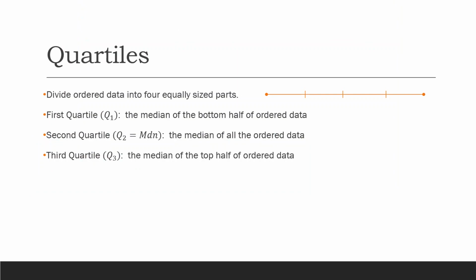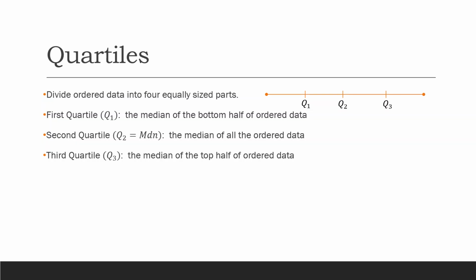The first quartile, which you can abbreviate with Q sub 1, is the median of the bottom half of your ordered data set. Quartile 2 is actually a value that we already have. It is your median, which is the median of all of your ordered data. And then quartile 3, or your third quartile, is the median of the top half of your data set.